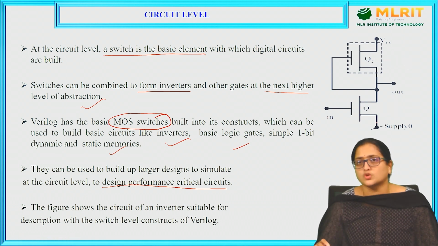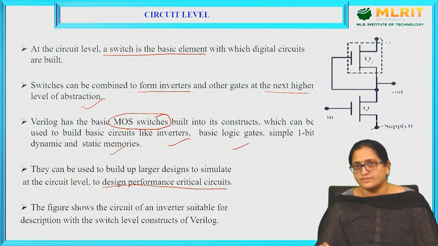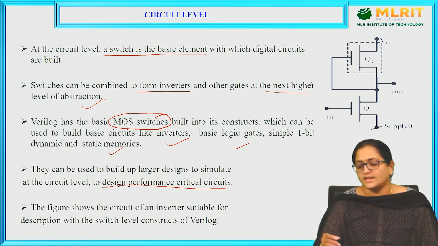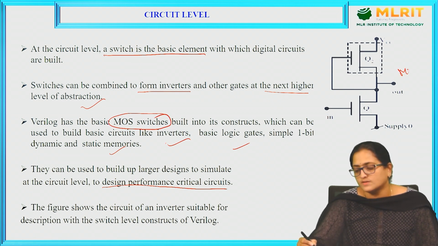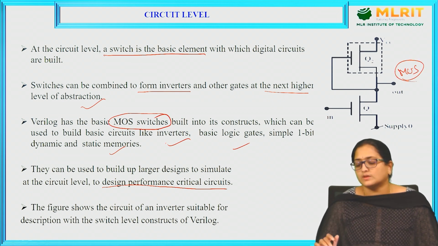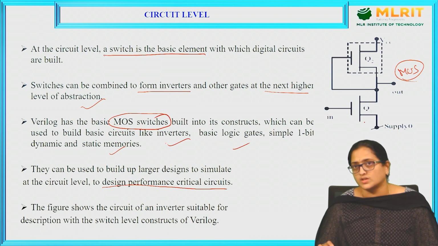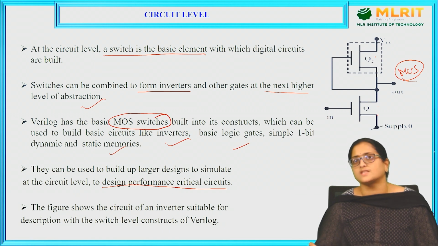The figure shown here is an example for a circuit level switch. It's an inverter which uses two transistors Q1 and Q2. These are MOS transistors, so this is going to work as a switch. These MOS switches are readily available in Verilog. We can use those MOS switches to design a Verilog code in circuit level designing. So, we will write a code for the circuits in circuit level designing.